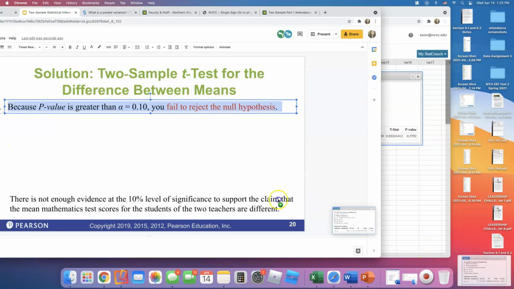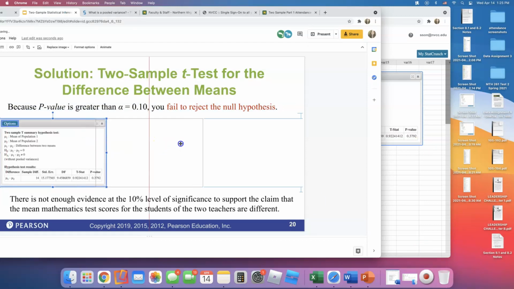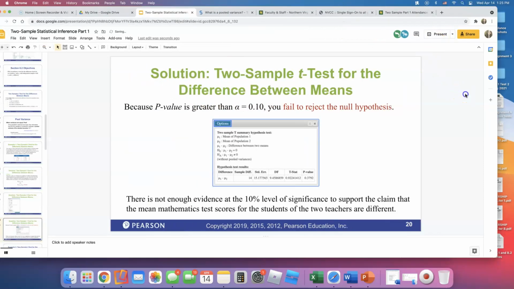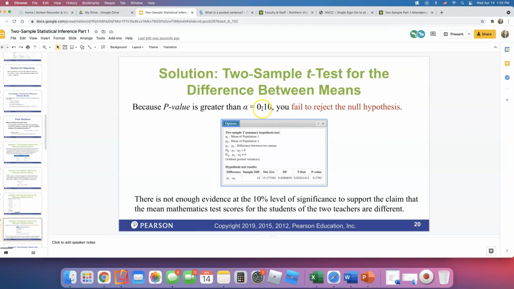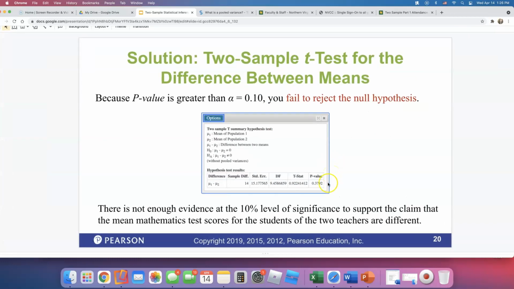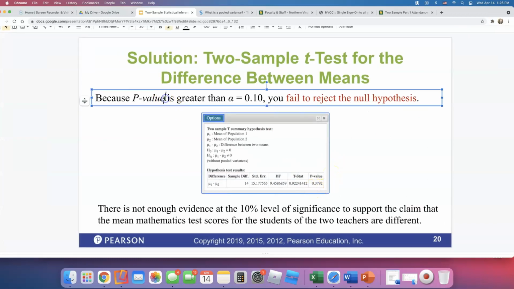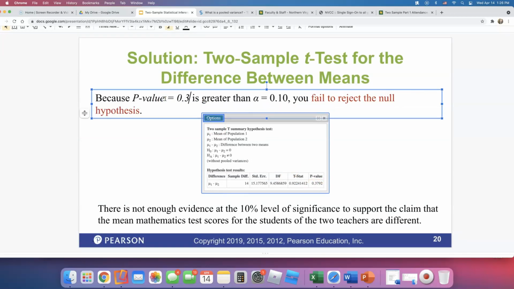And I'll put it right here so that you and I can look at it together. Okay? So it says, because p-value is greater than alpha 0.1. What is a p-value? Let me zoom in. P-value is, let me write that down. P-value equals 0.3792. That's like 37.92%. That's definitely greater than 10%.